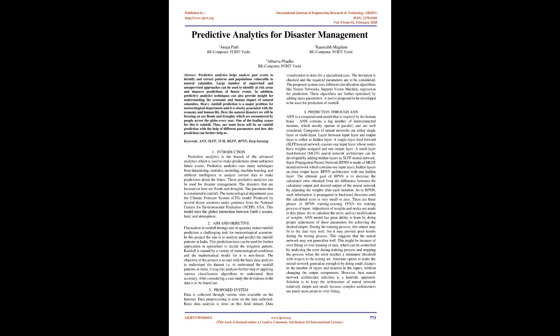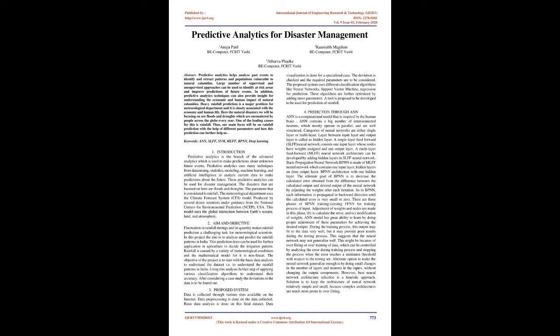2. Aim and objective. Fluctuation in rainfall timings and its quantity makes rainfall prediction a challenging task for meteorological scientists. In this project, the aim is to analyze and predict the rainfall patterns in India. This prediction can be used for further application in agriculture to decide the irrigation pattern. Rainfall is caused by a variety of meteorological conditions, and the mathematical model for it is nonlinear.